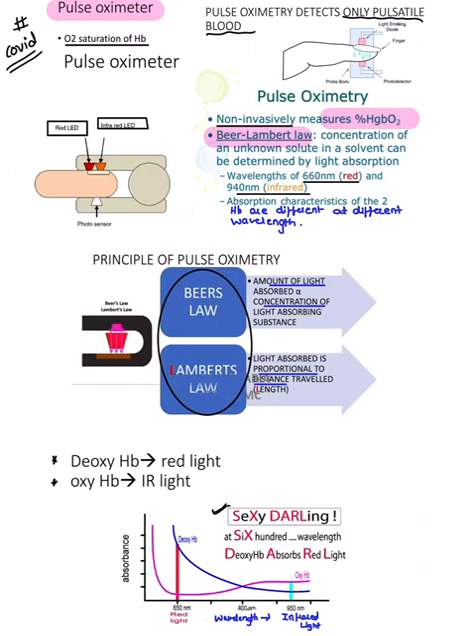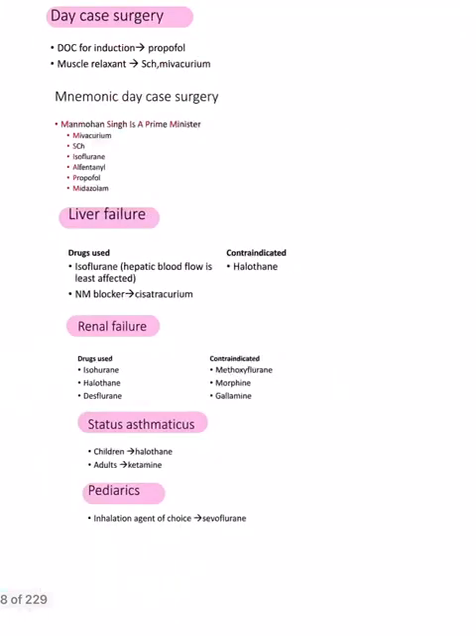How can you remember it? Like a "sexy darling". Sexy, that is 6, at 600 wavelength, that is red light. Darling, that is deoxyhemoglobin, absorbs the red light. Now how will you remember the other one? Instead of deoxy, the 940 one will be oxy, and instead of red light, it would be infrared light. So remember: sexy darling means at 600 wavelength, deoxyhemoglobin absorbs red light. This makes it very simple.